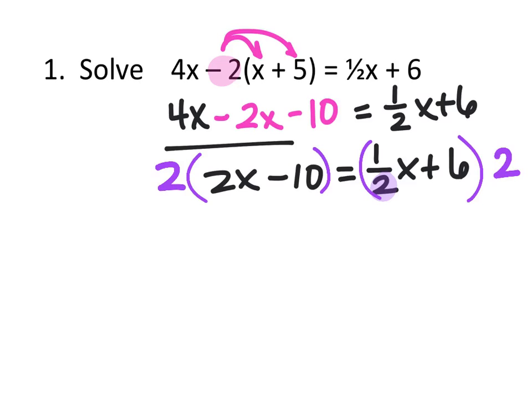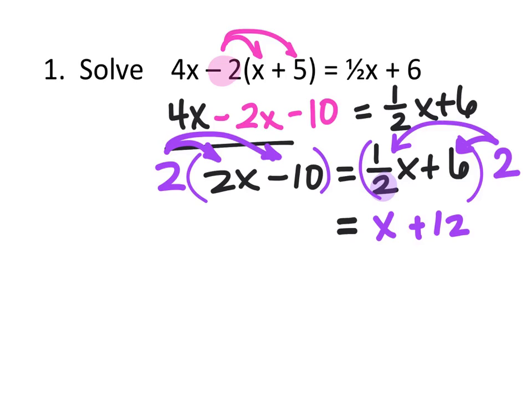So I have 2 to be multiplied by both sides, and then I'm going to distribute that 2. When we distribute that 2 to that 1/2, 2 over 2 is just 1, so that's going to cancel and leave us with just 1x, and then 2 times 6 is 12. And then on the other side, we're going to distribute that 2 to both terms inside the parentheses. We have 4x minus 20, and now we have a linear equation that is kind of what we're used to and going to be a little bit easier for us to deal with.